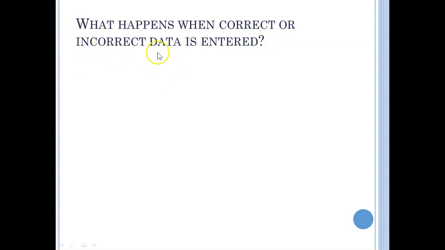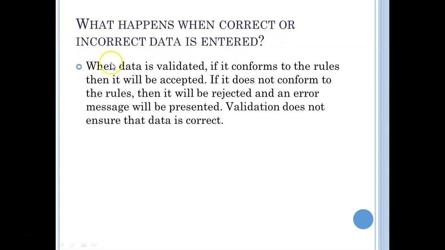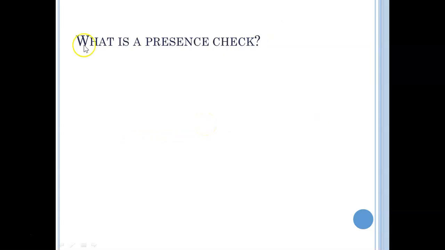So what happens when correct or incorrect data is entered? When data is validated, if it conforms to the rules, then it will be accepted. If it does not conform to the rules, then it will be rejected, and an error message will be presented. Validation does not ensure that data is correct. So what is a presence check? Now we're going to go through the specific validation rules that we can use in our software.